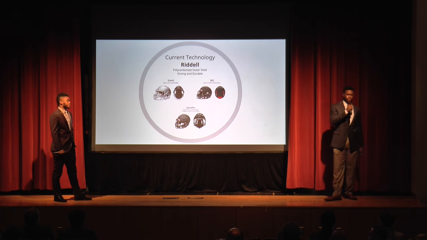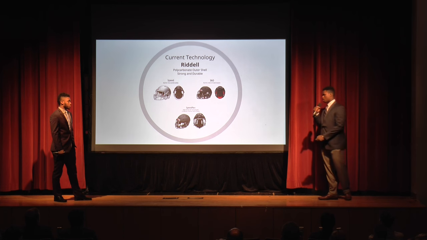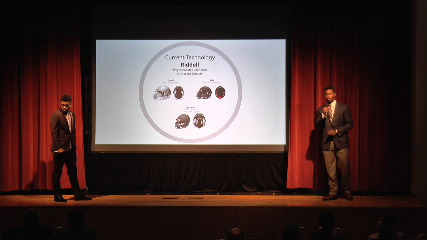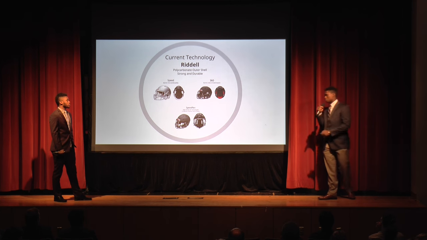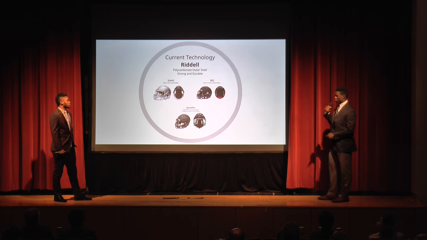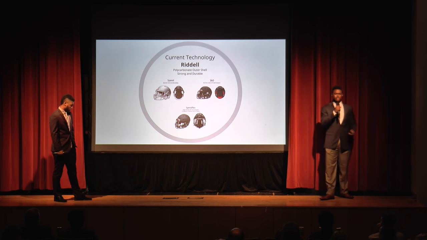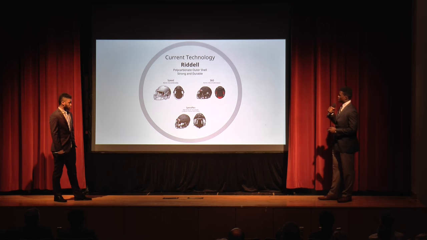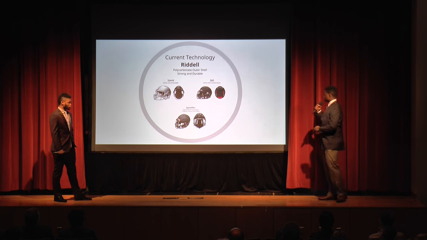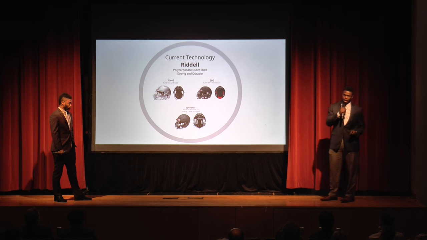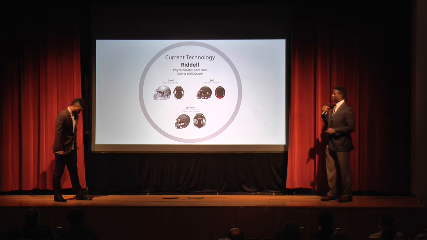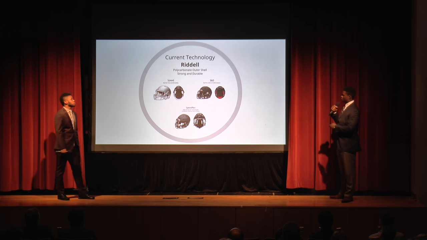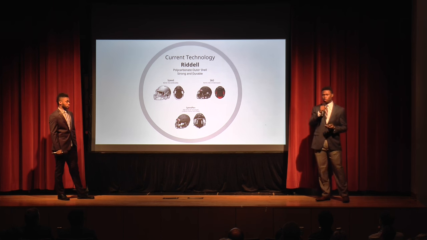Before we did our own research, we had to know what was out there already on the market and the current technologies used on the football field. The two main companies that use their technologies on the field are Riddell and Schutt. First, Riddell: they use a polycarbonate outer shell, which is strong and durable. They have four helmets on the market.